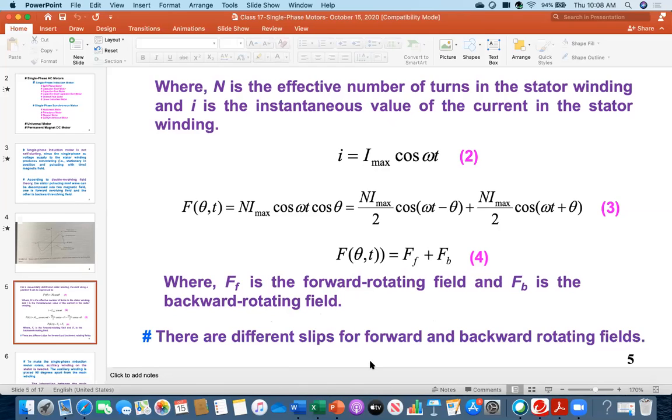So for a moment, I think I have not written it down here. It will be 2 minus that forward slip. Let me take you to the board, and then you will write it down, because you will need it to solve the problem.